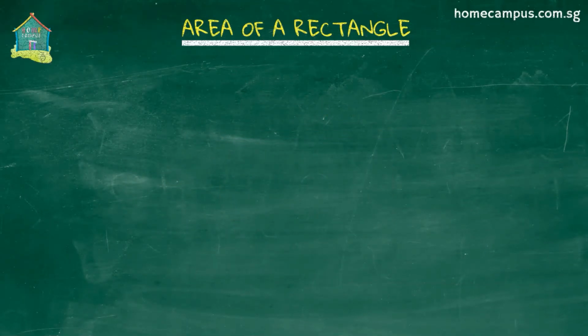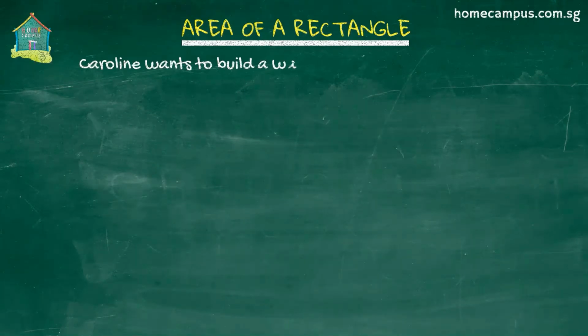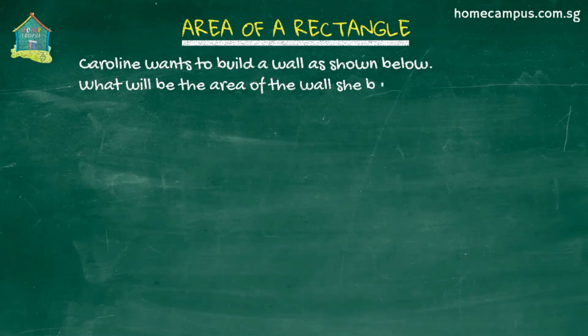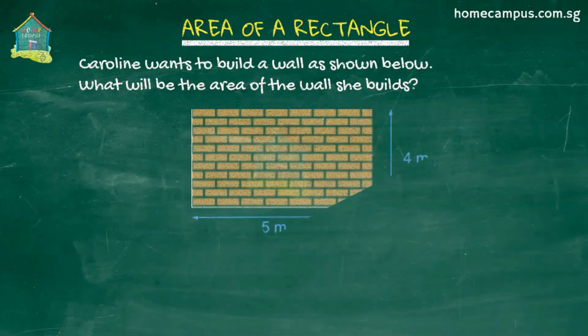Let's now solve a problem. Caroline wants to build a wall as shown below. What will be the area of the wall she builds? So here's the wall that she plans to build. It is 5 meters long and 4 meters high. We can see that the wall is shaped like a rectangle.